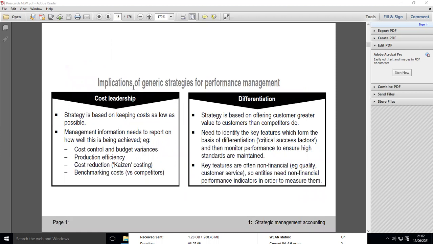Let's continue. What's the implication of these generic strategies for performance? Now, this is what our examiner needs. Yes, we have come across these generic strategies, but the examiner wants you to talk about the relevance to performance management. Cost leadership is based on keeping costs as low as possible. Management information needs to report on how well this is being achieved, such as cost control and budget variances, production efficiency, cost reduction, and benchmarking.